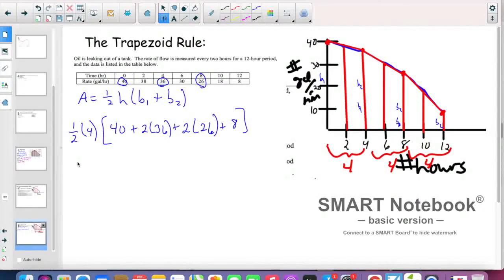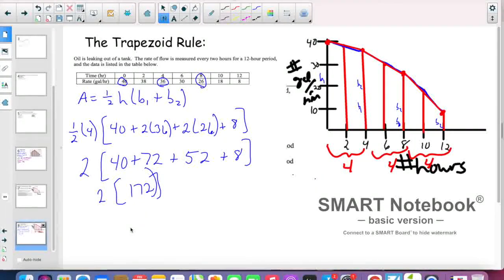So if we solve this, 1/2 times 4 is 2. I'll have a 40 plus 72 plus 52 plus 8. I'm going to use my calculator to help me with these, but it wouldn't surprise me if they gave you something like this that is not calculator active on the AP test, because these numbers aren't that difficult to put together. So we have a 2 times 172, and 2 times 172 is a 344. So this would be 344. What's the unit of measure? Remember, gallons per hour times hours would be gallons to find our unit of measure. So 344 gallons, I would venture to say that's probably the closest estimate we've had to the actual area under the curve.